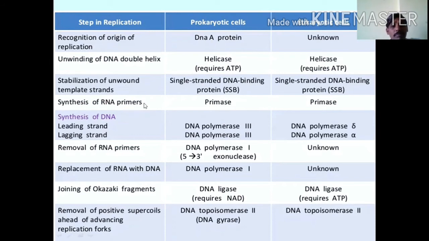Another one is a short piece of RNA molecule synthesized by the enzyme primase. It is a DNA dependent RNA polymerase. So synthesis of RNA primers is also very important. During the elongation process, or the extension of the DNA molecule, by the DNA polymerase enzymes, we can discuss them separately. And the joining of the Okazaki fragments is by the enzyme DNA ligase. It requires NAD.